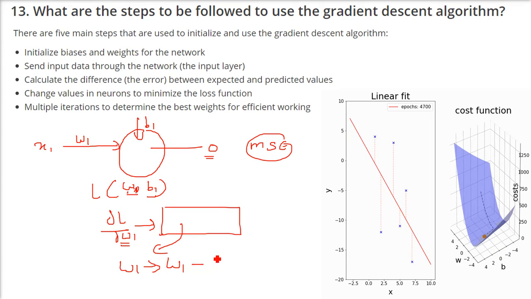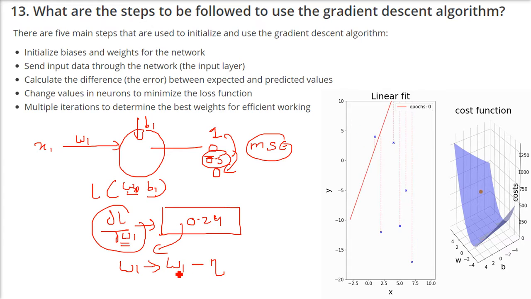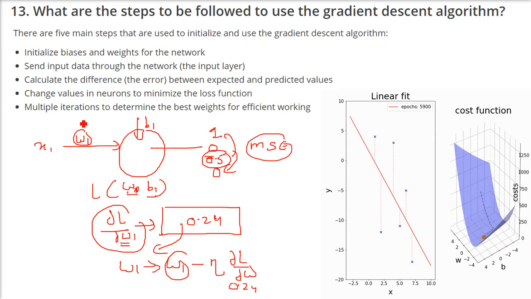So W1 is W1 minus eta delta L by delta W. For example, 0.5 is coming, and we want to get a boy or a girl. Boy is 1, girl is 0. But the neural network is giving 0.5. So delta L by delta W1 is 0.24. You have to subtract this 0.24 times some eta from the weight, because you're not getting a good result. So W1 equals W1 minus eta delta L by delta W1 is your gradient descent.